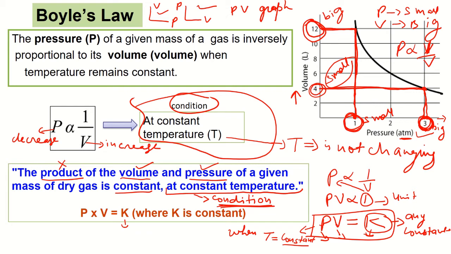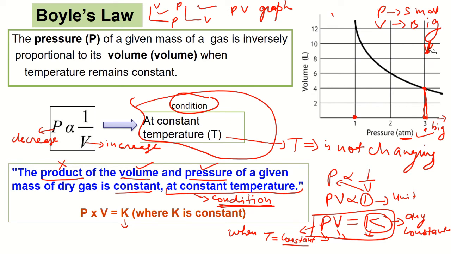And the shape of the graph is always like this. It will never change. The shape of the graph is always like this. This is the volume here, and this is the pressure here, and this is the shape of the graph, which is coming downward, like this. Always the shape will be like this, between the pressure and the volume.